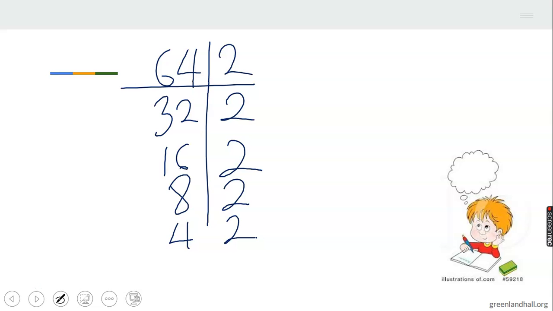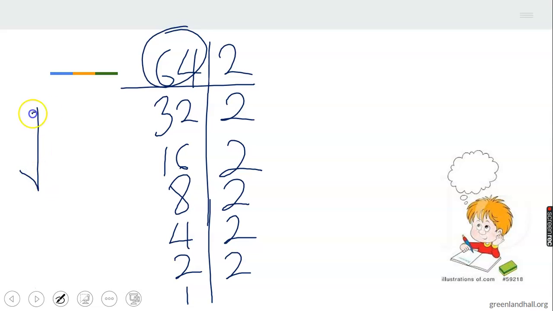2 more. 2 in 4, 2. Oops, 2 more. And 2 in 2, 1. That's all. 1, 2, 3, 4, 5, 6. Now you can see, I'm just looking for the square root of 64. Don't forget that we are looking for the square root of 64. Is that not so? All right, so this will give me what, boys?